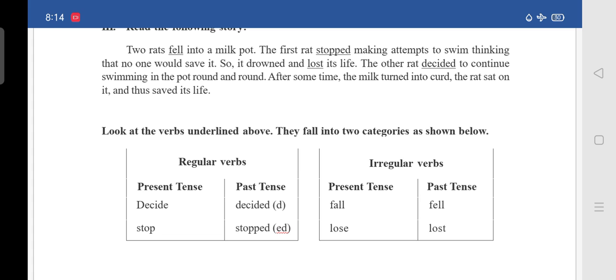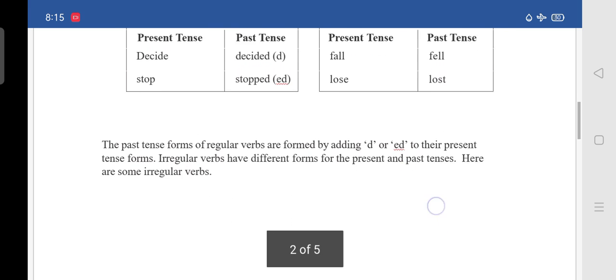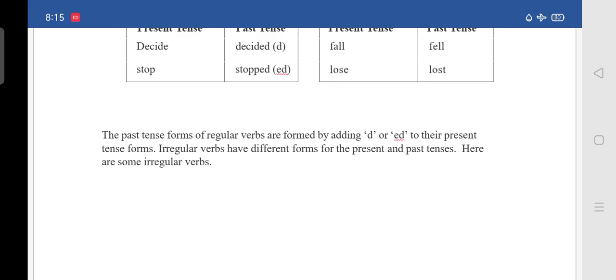So here decide, decided, stop, stopped, these are regular verbs. Whereas fall, fell, lose, lost, these are irregular verbs. They don't relate to each other the way these words do. In the regular verbs, if we add D or ED, we can pronounce it easily. Whereas here the words are completely changed, isn't it? So it is called irregular verbs. The past tense form of regular verbs is formed by adding D or ED to their present tense forms.